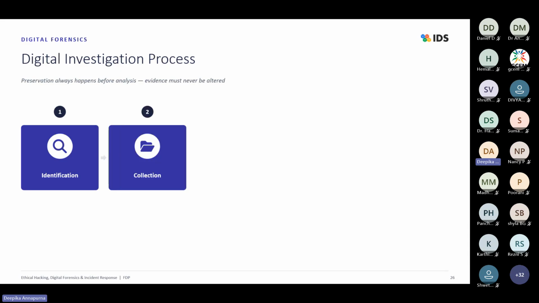The second step is called collection. Collection means the evidence identified will be collected carefully using forensic tools. What is collected? Things like USB drives, memory dumps if any, firewall logs or email logs, authentication logs, cloud activity, who did what in the cloud, or mobile devices, if any. Investigators will try to collect all the identified evidence here.